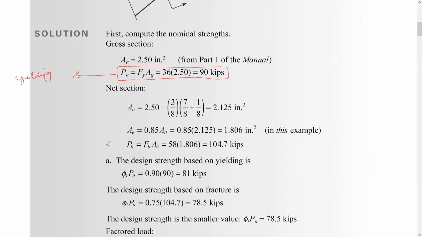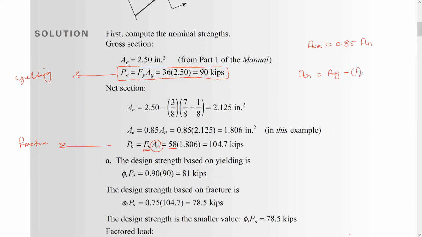Okay, for a fracture, the nominal strength is going to be the yield stress, which is given to us as 58, times the effective net area. So how to find the effective net area? In this example, it has been mentioned that it's 0.85 net area. So the net area is equal to the gross area, which is 2.5, minus how many holes we do have. It's one hole, okay?